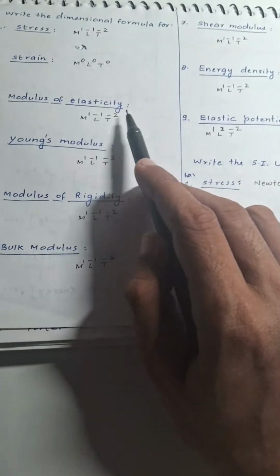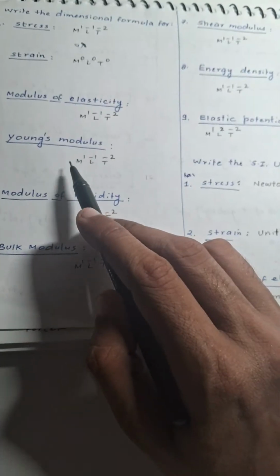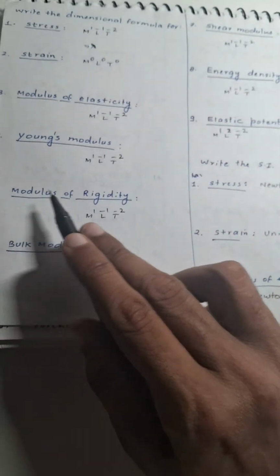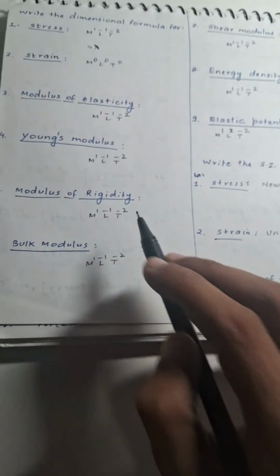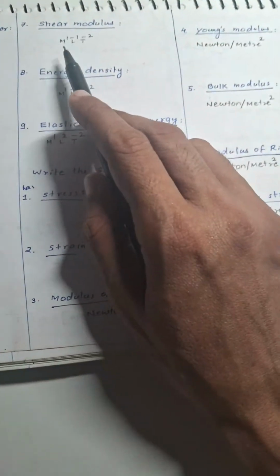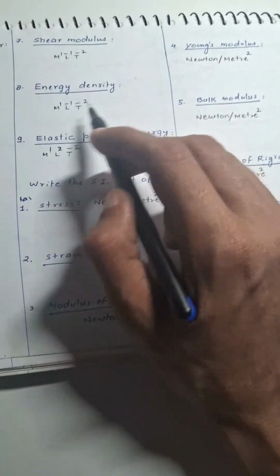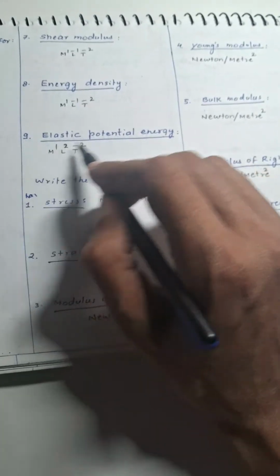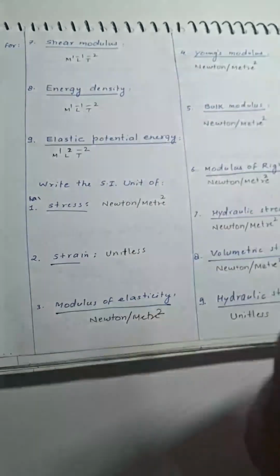Then we have another worksheet on dimension of stress. It is M^1 L^-1 T^-2. Dimension of strain M^0 L^0 T^0. Dimension of modulus of elasticity M^1 L^-1 T^-2. Dimension of Young's modulus M^1 L^-1 T^-2. Dimension of modulus of rigidity M^1 L^-1 T^-2. Dimension of bulk modulus M^1 L^-1 T^-2. Dimension of shear modulus M^1 L^-1 T^-2. Energy density M^1 L^-1 T^-2. Elastic potential energy M^1 L^2 T^-2.